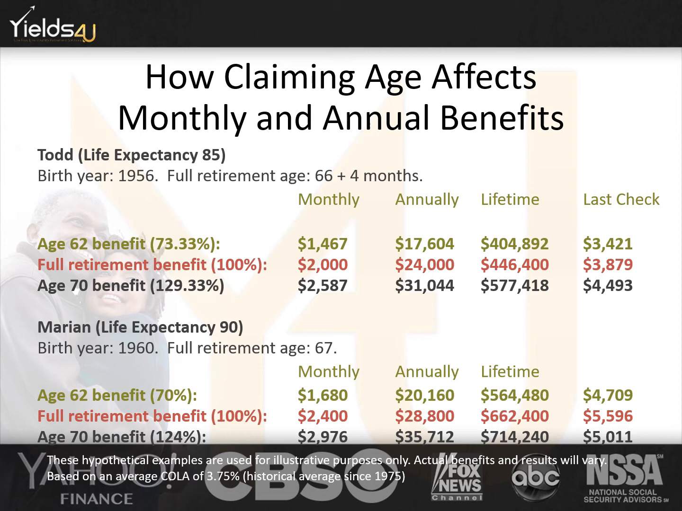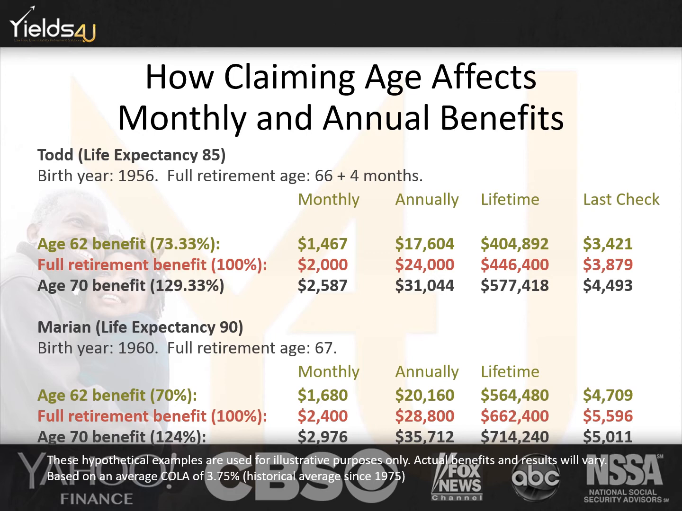We are going to say that Todd is going to live to age 85, and Marianne, being a woman, is probably going to outlive Todd and live until age 90. Based on their full retirement ages, if Todd were to claim early benefits, his monthly check would be reduced to 73% of his primary insurance amount, or it would be reduced by $533, which translates to $42,000 over the course of Todd's life, which isn't that much money when you consider it.